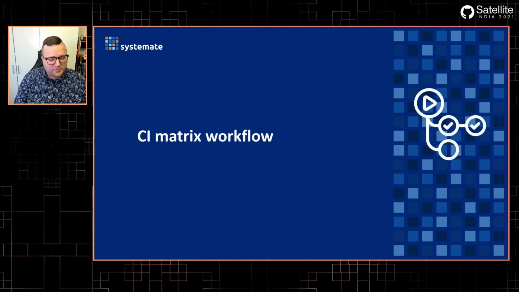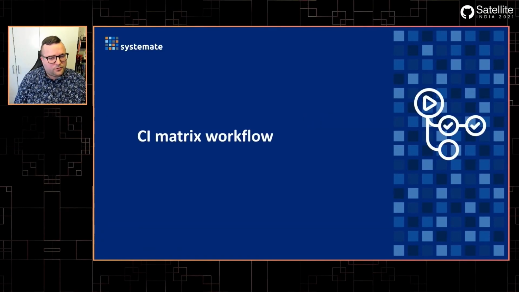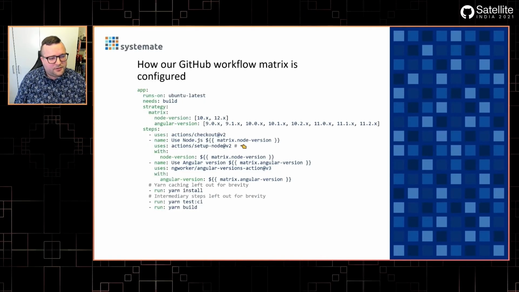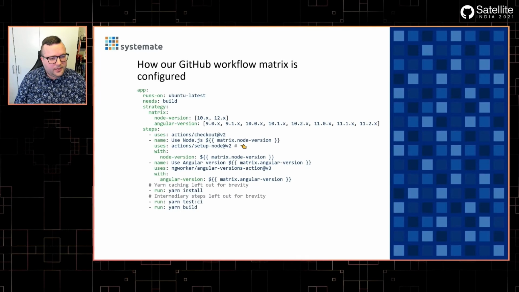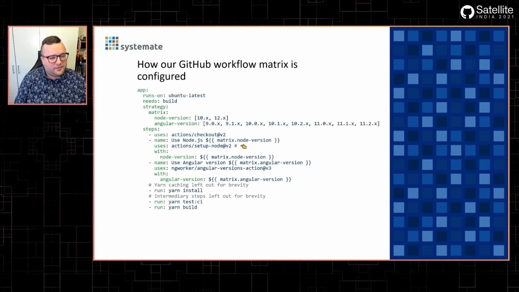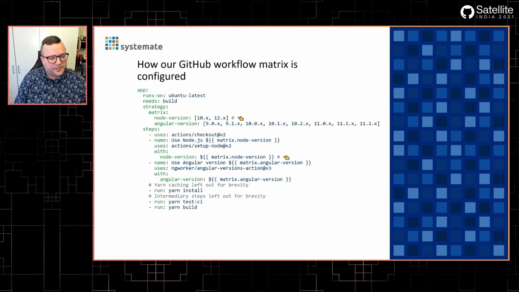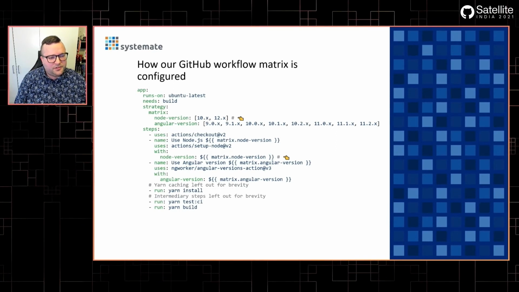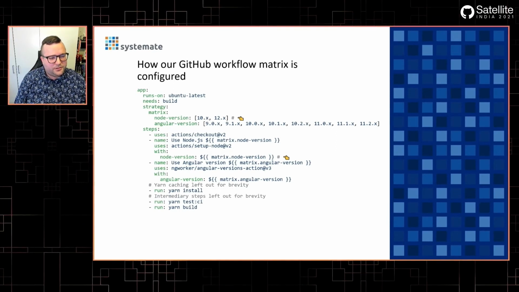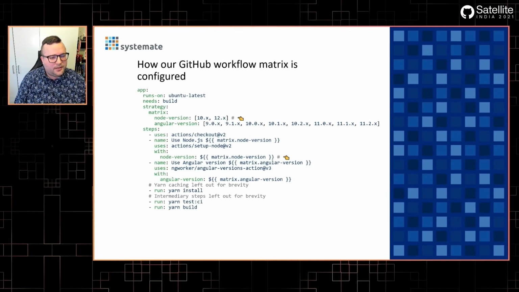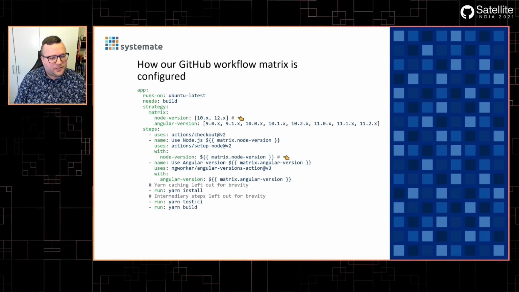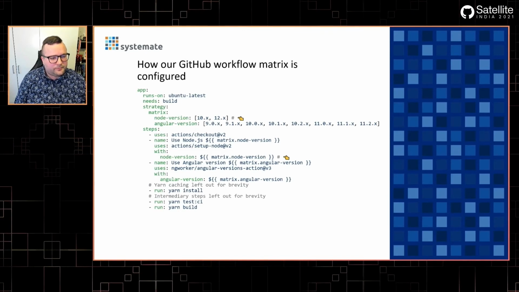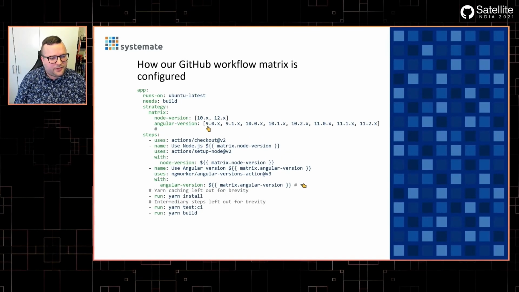A few more details about the CI matrix workflow. You have probably seen this setup node action from GitHub before, and you might only have passed it a single version. But here we have the CI matrix in GitHub Actions. So we have two versions of Node. So there will be two jobs, and each of them will specify a version of Node that we interpolate using matrix.node version. So we wanted a similar setup for Angular.